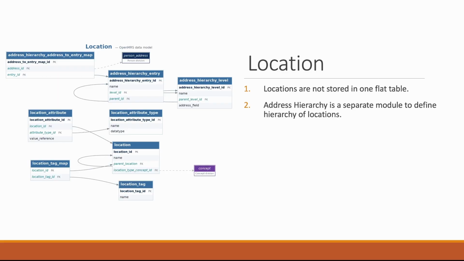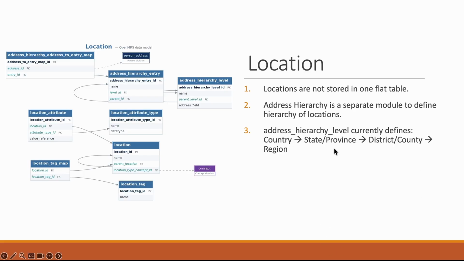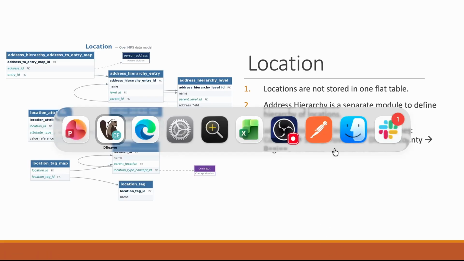Now we are using address hierarchy, and address hierarchy has two tables. One is where we define the levels. Right now the levels we have are like this. On top we have the level country, then the second level which is state or province, then the third level we have district or county, then we have another level of region, and we also have sub-regions now. Now you might ask, what's the difference between these and the columns in the location table itself? Let me show you the table first.